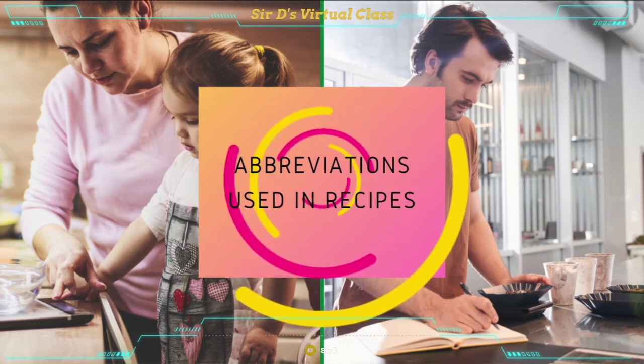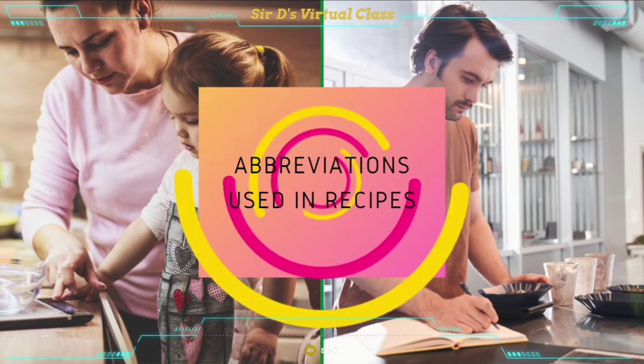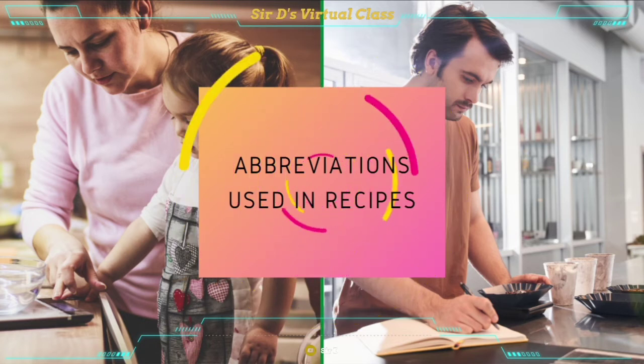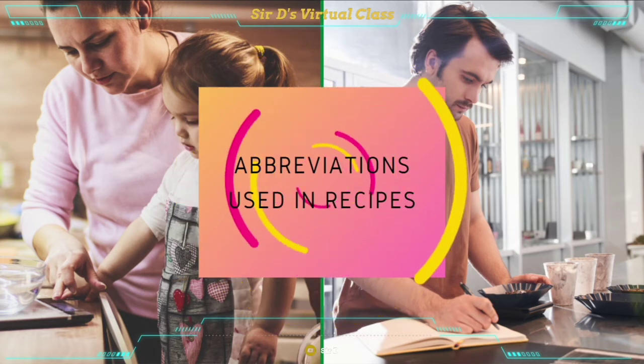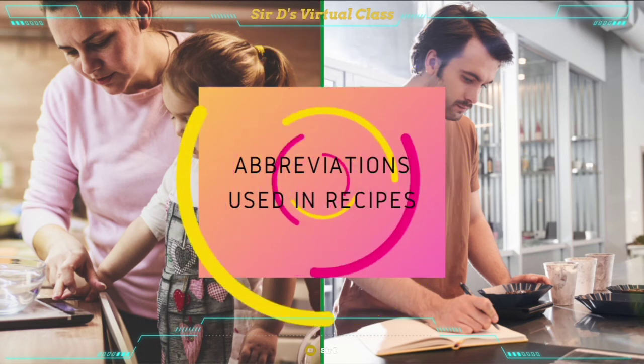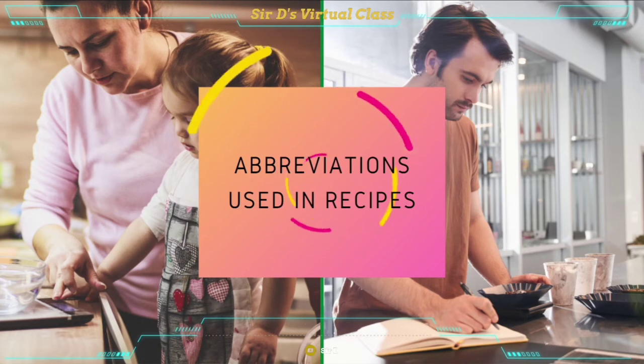Abbreviations are used in recipe cookbooks to easily identify and recognize the units or measurements needed in preparing any dish. Often, different books will use different abbreviations, which can cause confusion when putting together a dish. Let's cover then abbreviations used in recipes.